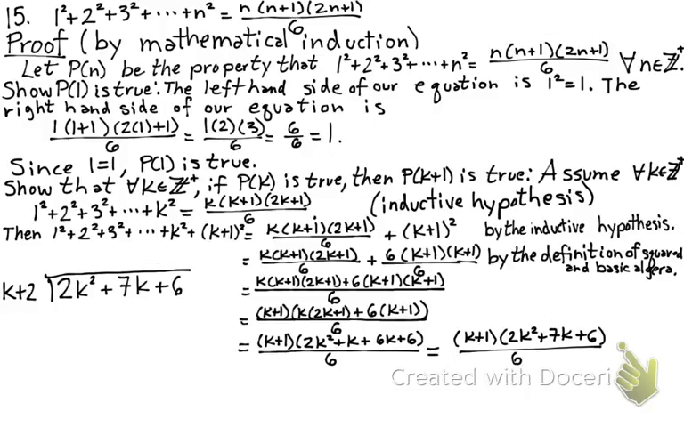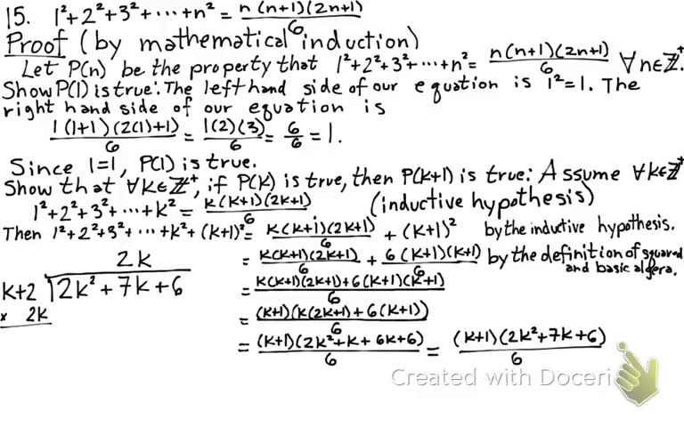So what do we multiply k by to get 2k squared? 2k. So we're going to line that up with our 7k here. Multiply this by 2k.